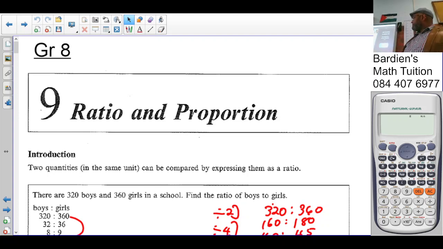Okay, good morning class. So at this point we're looking at ratio and proportion.